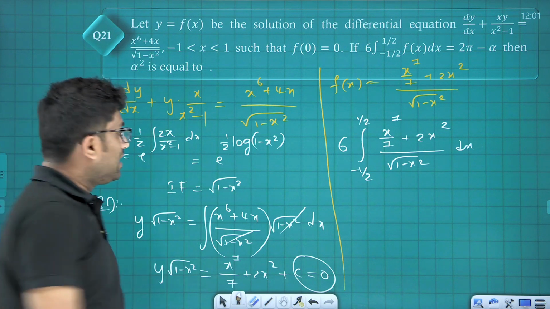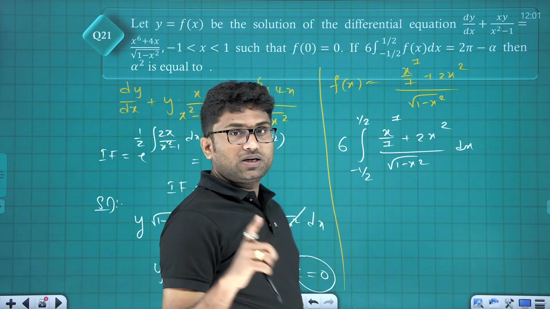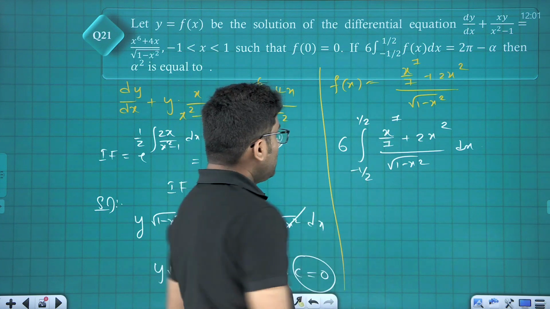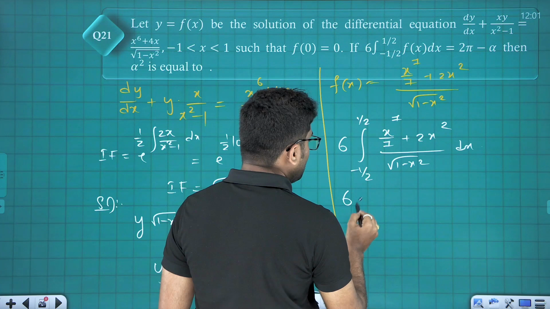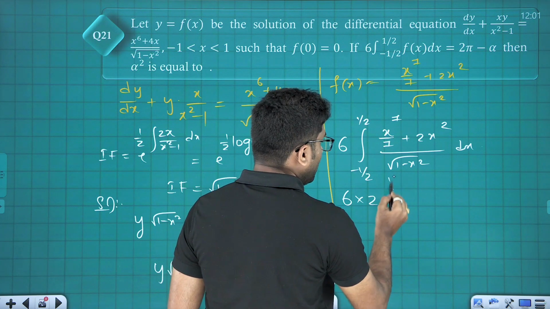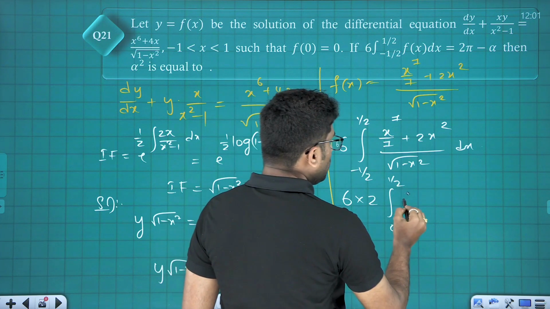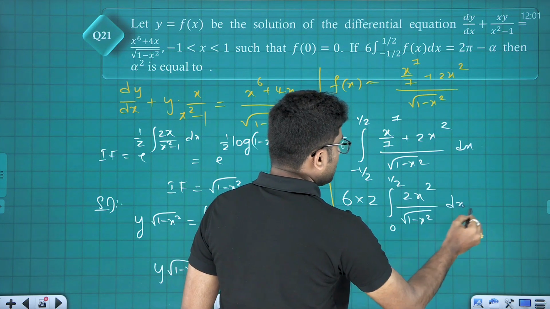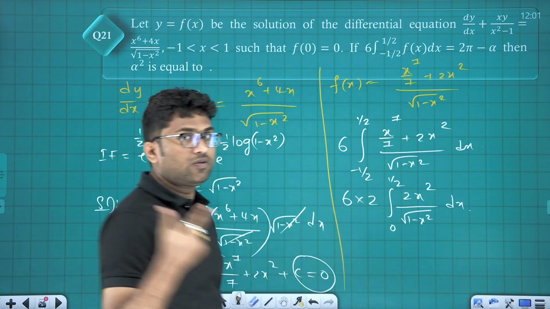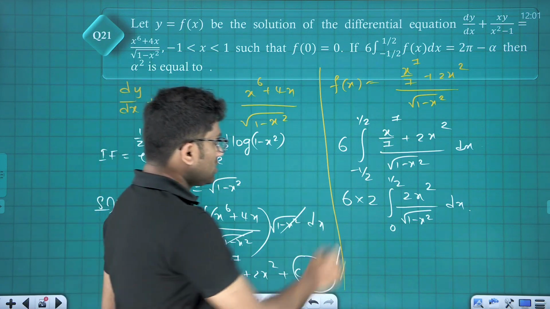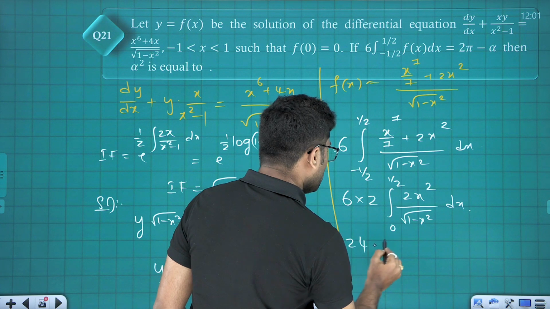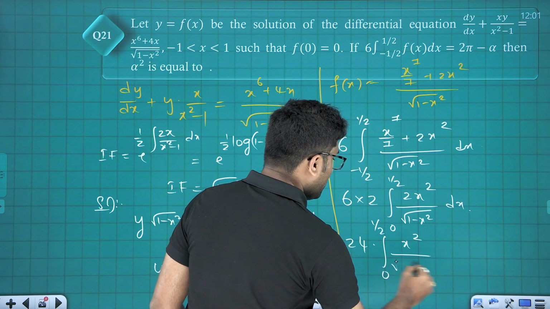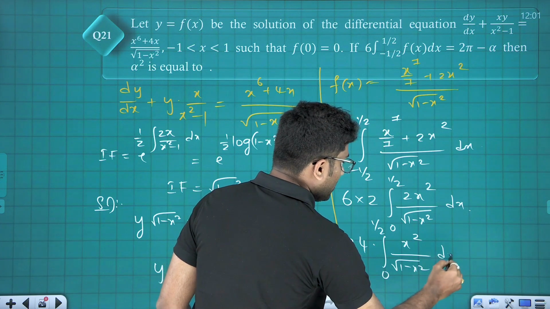Okay, clearly the integral from minus a to a, x^7/7 is an odd function. So we write this as 6 into 2 times the integral from 0 to 1/2 of 2x^2 divided by root over 1 minus x^2 dx. Minus a to a of x^7/7 will be 0. Okay, 6 times 2 is 12, 12 times 2 is 24 times the integral from 0 to 1/2 of x^2 divided by root over 1 minus x^2 dx.